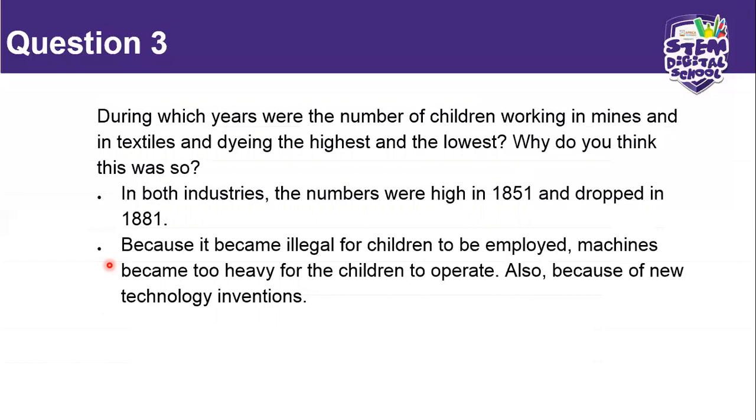So children no longer needed to work in the industries. That's why the number dropped than in 1851. And the machines became too heavy for the children. And it was also illegal in that time for children to be employed. I think new rights were introduced, new children's rights, so that they couldn't work. So that was question 3.